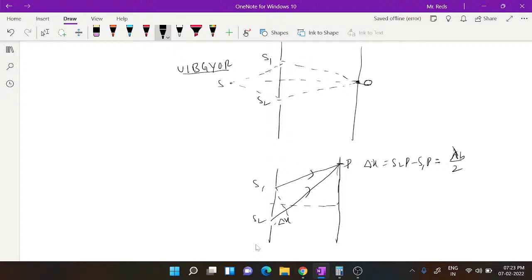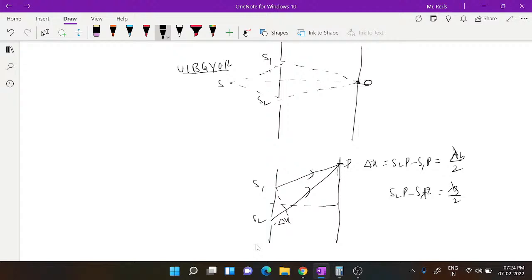Same way, if you are using red color, provided the path difference for red at the point P is an integral multiple of lambda by 2, say the first fringe is at lambda by 2, that is, S2P minus S1P is equal to lambda r by 2, where lambda r is the wavelength of red, then the fringe will be predominantly blue because the red will be absent there. It will shift to blue. So we get blue.